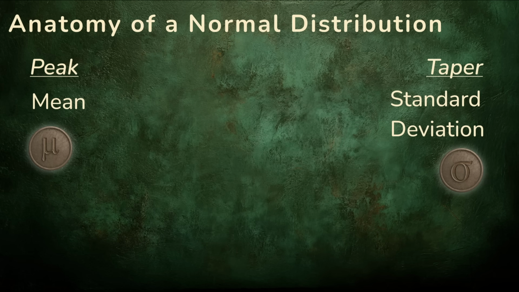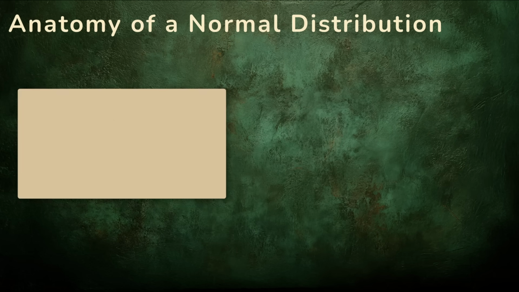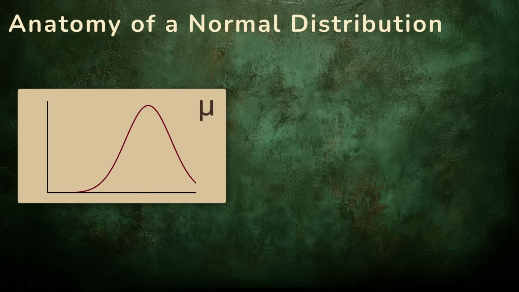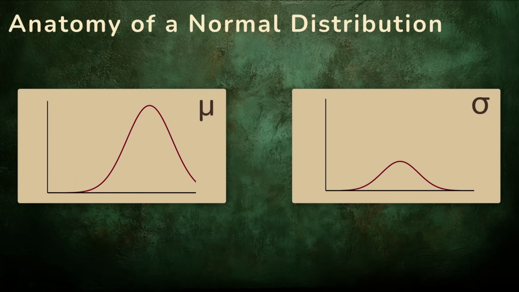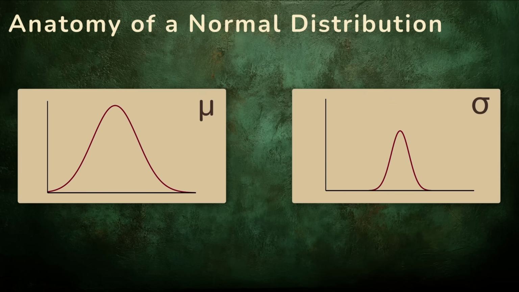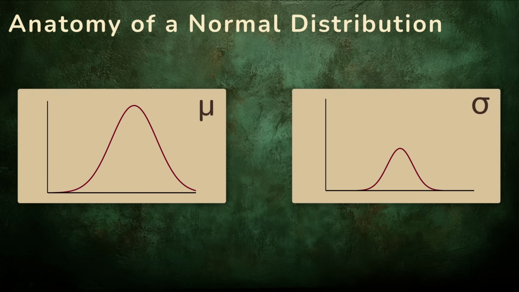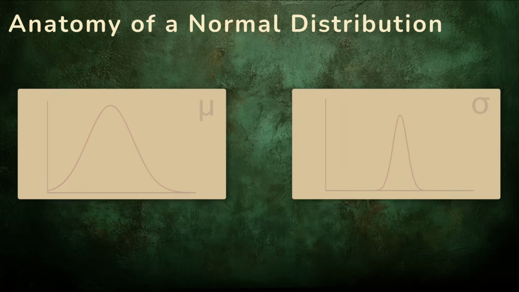These two numbers, mu and sigma, define a normal distribution. The mean specifies the center of the bell curve. The standard deviation stretches or compresses it horizontally, shaping how concentrated or dispersed the values are around mu. Together, they give each normal distribution its unique identity. Change either one, and you get a different bell curve.